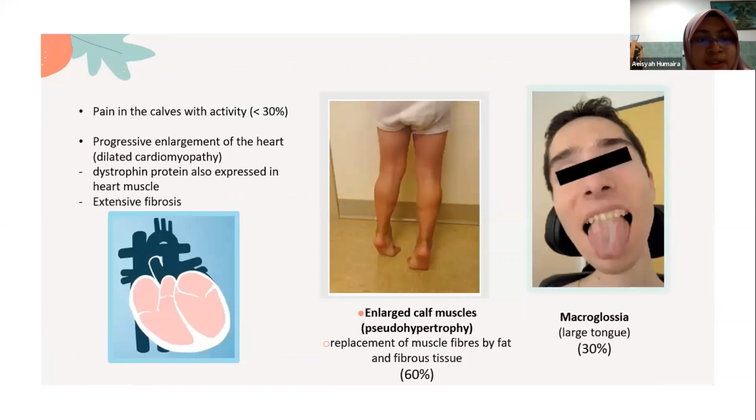After that, other clinical presentations are pain in the calf with activity, and progressive enlargement of the heart, which is dilated cardiomyopathy, because dystrophin is also expressed in the heart muscle. So there is extensive fibrosis in the heart wall. And then there is enlarged calf muscle, pseudohypertrophy. This pseudohypertrophy is because of the fat and fibrous tissue, and macroglossia, which is a large tongue.